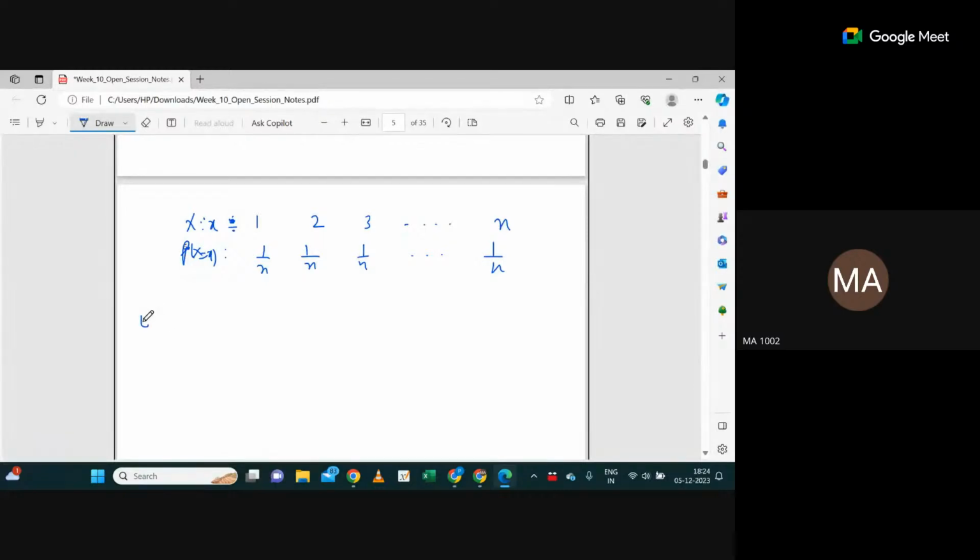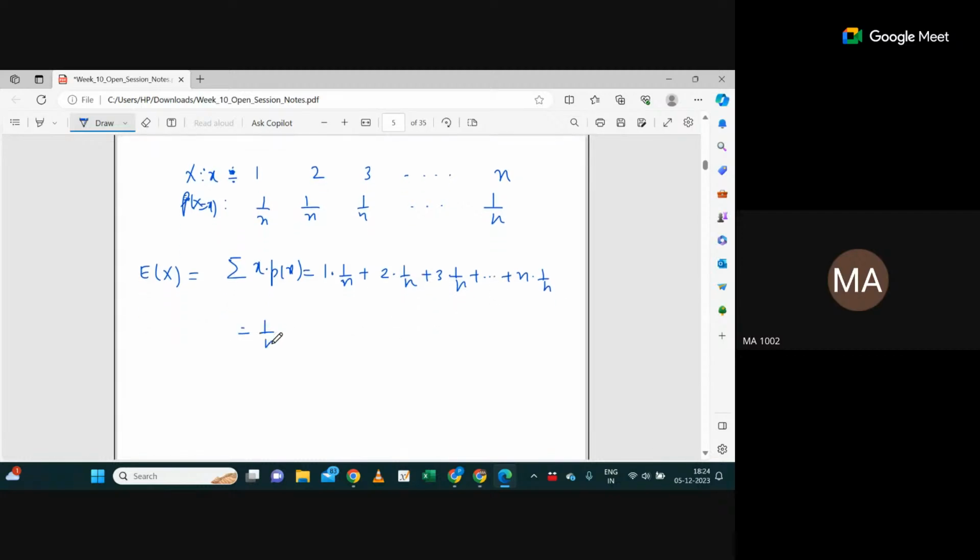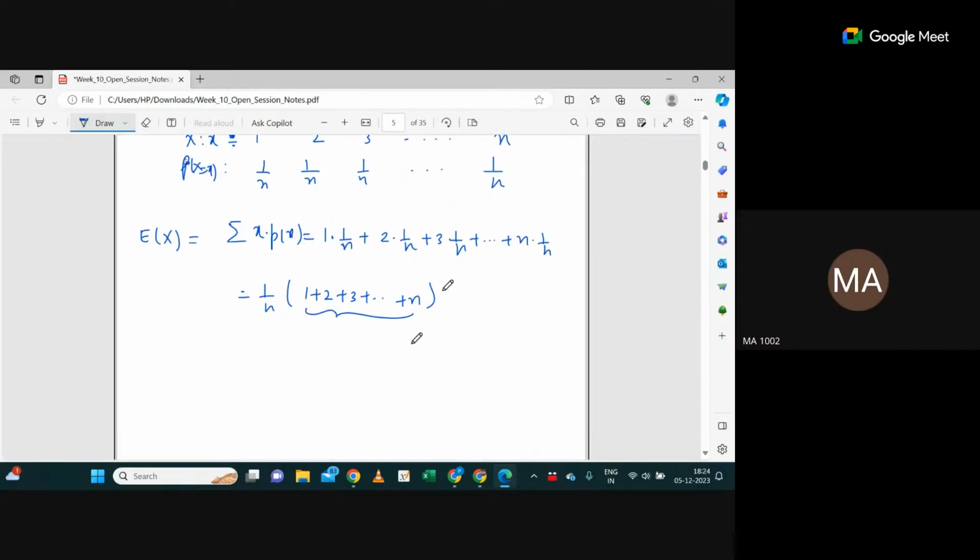So how can I compute the expectation of x? It's nothing but the summation of x into p of x. So that means 1 into 1 by n plus 2 into 1 by n plus 3 into 1 by n up to n into 1 by n. So basically I can take 1 by n common. So it will be 1 plus 2 plus 3 up to n. And this is what? The sum of n natural numbers, right? So the sum is nothing but n into n plus 1 divided by 2. The n will cancel out. So it will be n plus 1 divided by 2, right? And this is the correct one.